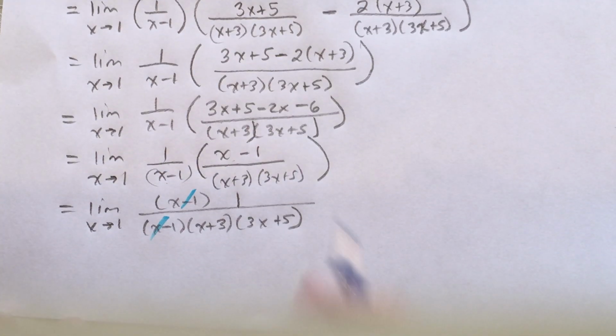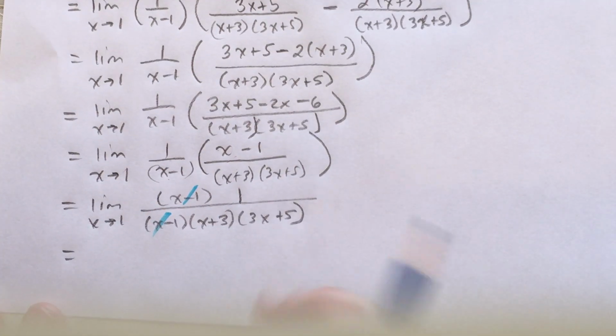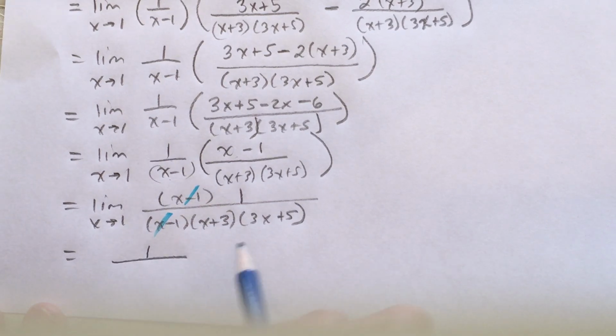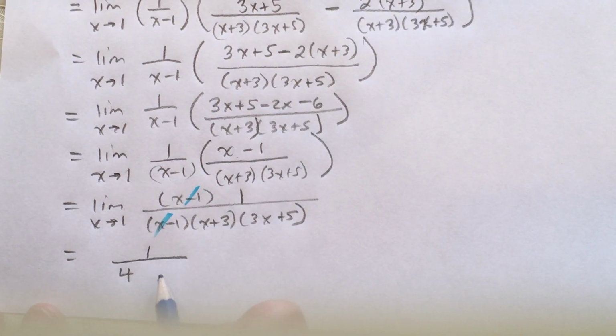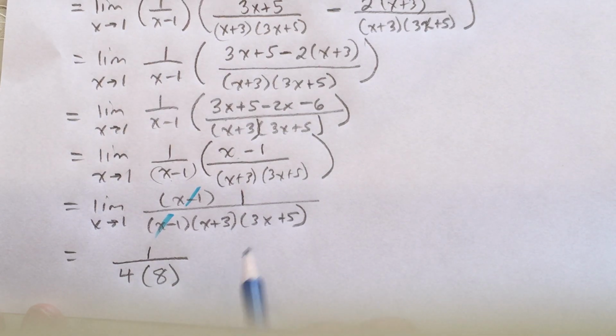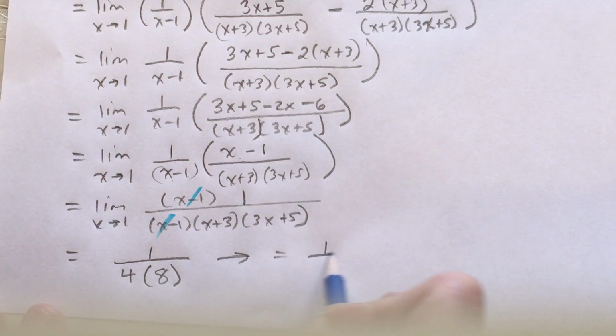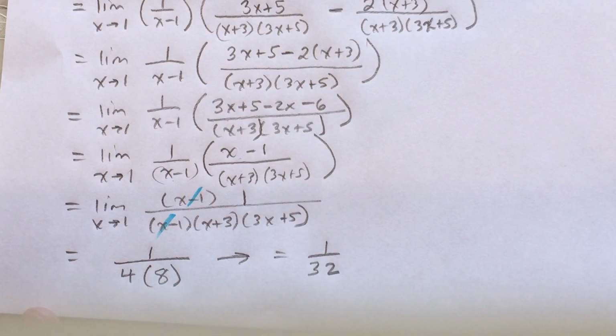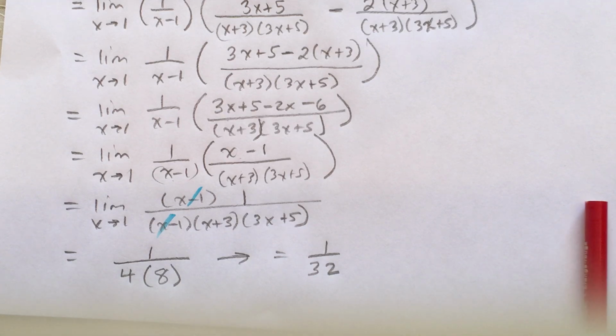Now it's safe to let x approach 1. So I end up with 1 over 4 times 8, which is 1 over 32. All right, and that is the end of our lesson on solving more limits.